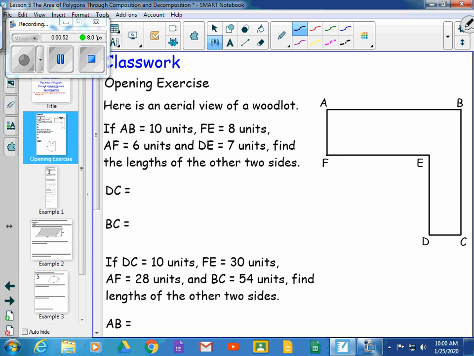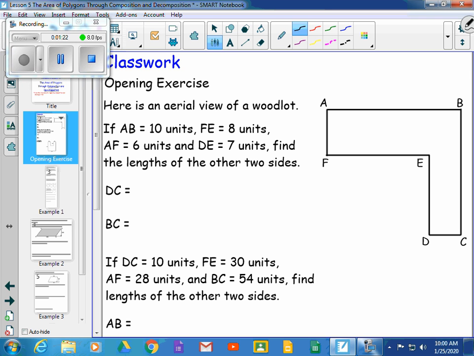Let's start out looking at the opening exercise. We have an aerial view of a woodlot. That means if we were in an airplane flying over the top, looking down on a woodlot, it would have that shape right there. It has an area. We can figure that area out. But this first opening exercise is going to show us how we can find missing dimensions that we might need in order to find the area of this woodlot.